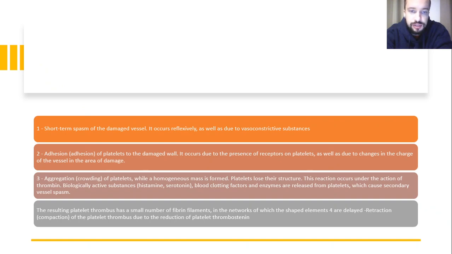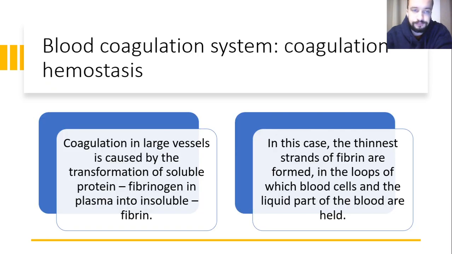Biologically active substances, histamine, serotonin, blood clotting factors, and enzymes are released from platelets, which cause secondary vasospasm. The resulting platelet thrombus has a small number of fibrin filaments, in the networks of which the shaped elements are delayed. Retraction, or contraction, of the platelet thrombus occurs due to the reaction of platelet thrombostenin.